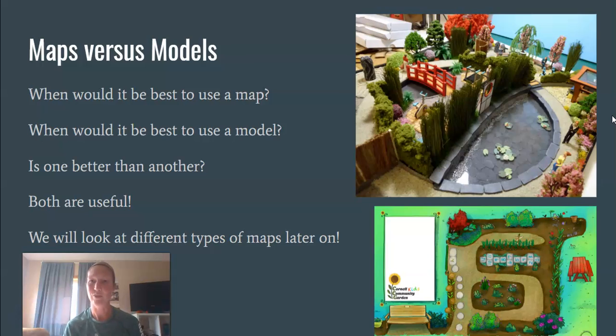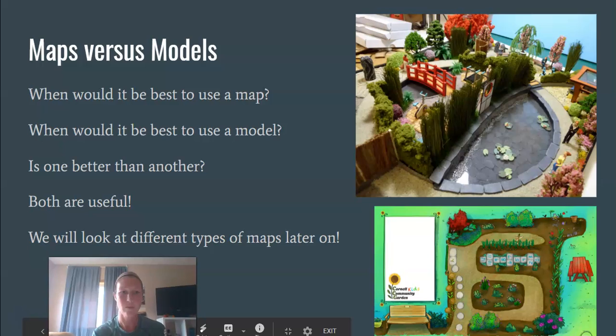But maybe you want to show someone directions. Maybe once the park is built, you want to have a trail map up that shows a bird's eye view, a look down on your park and where the different trails are. So later we are going to look at different kinds of maps and how some of them are more useful than others. And so then we're just going to see how that goes.